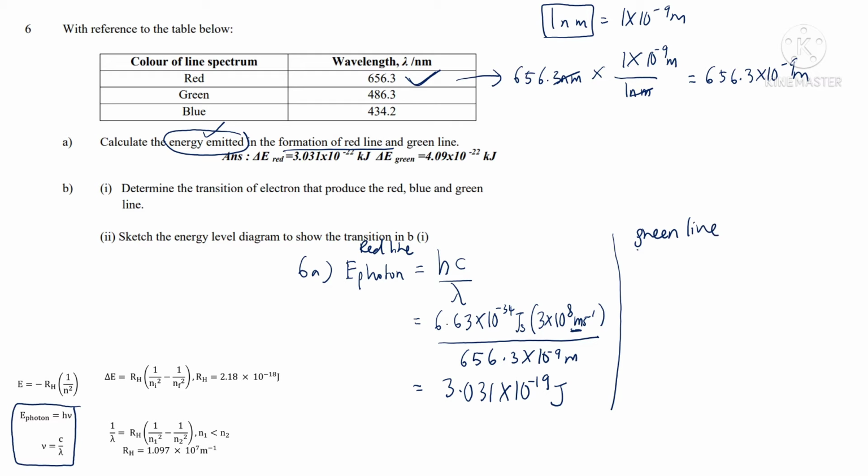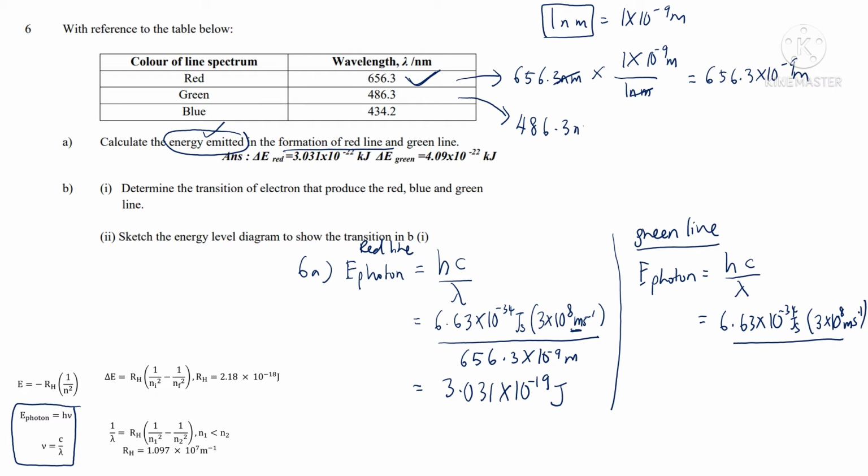So for the green line, it's the same thing. We use the energy of photon equal to Planck constant multiplied by speed of light divided by the wavelength. So the Planck constant, 6.63 times 10 to the power of negative 34 joule second. Speed of light, 3 times 10 to the power of 8 meter per second. Divide by the wavelength. So again, convert it to meter by multiplying with 1 times 10 to the power of negative 9 meter, 1 nanometer as the denominator, because we want to cancel out nanometer, to give us the wavelength as 486.3 times 10 to the power of negative 9 meter.